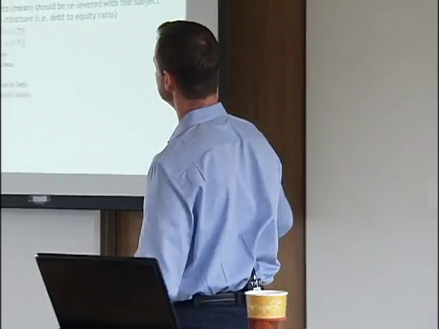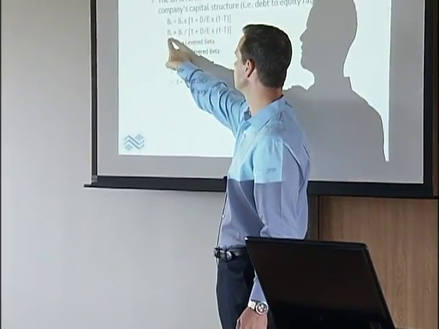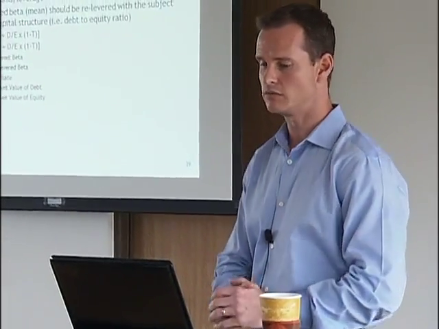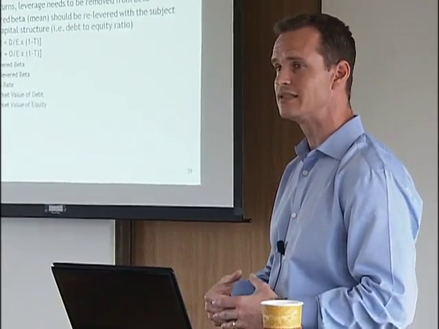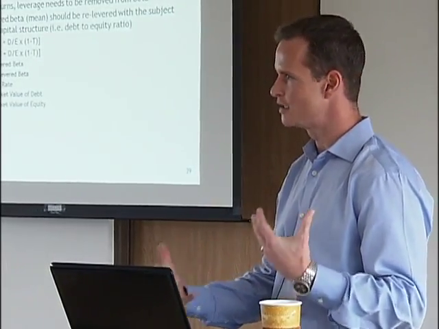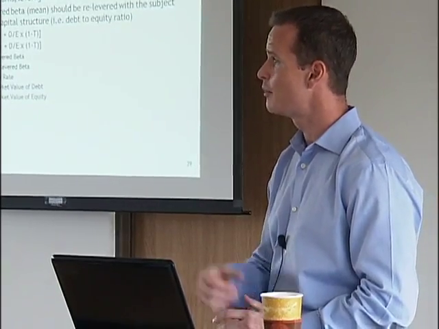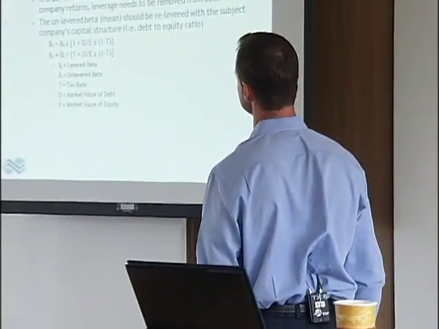The formula we use is very simple. It's a basic calculation. If we want to unlever a beta, we take its levered beta, and we divide it by 1 plus the debt to equity ratio times 1 minus the tax rate. Debt to equity ratio is basically how much debt relative to equity is that company using in its capital structure. How much leverage is it using? So we're taking into account its leverage when we're unlevering.